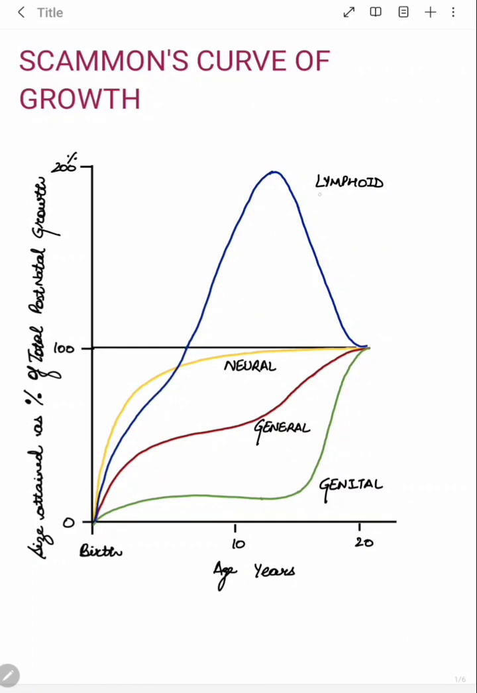Now the third curve, that is the lymphoid curve. Here you can see the growth has taken place from 0 till 200%. There is a rapid increase in growth from birth to 11 to 13 years of age. These curves are basically relative in nature. We are comparing the general growth with the lymphoid tissue growth.